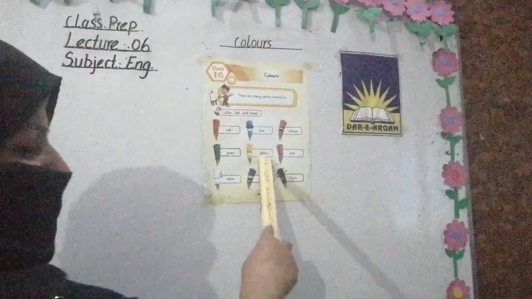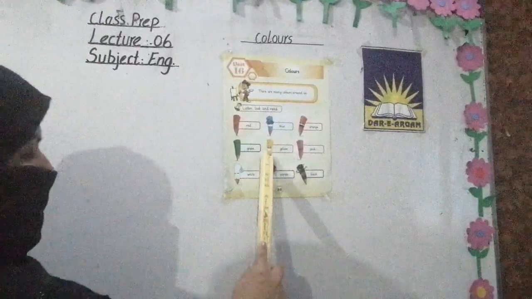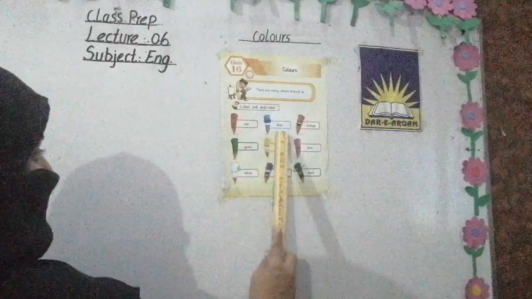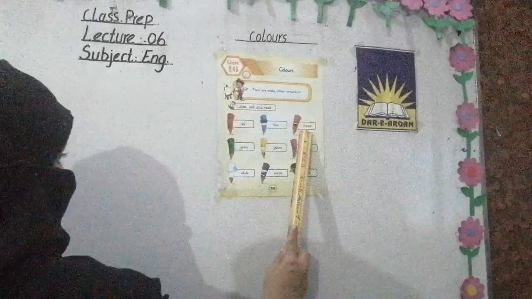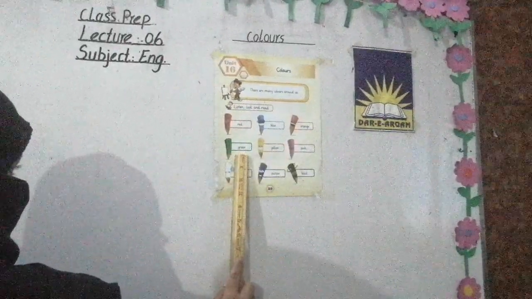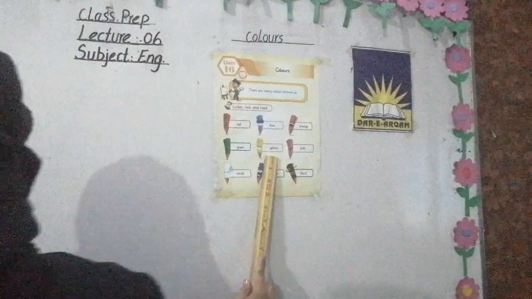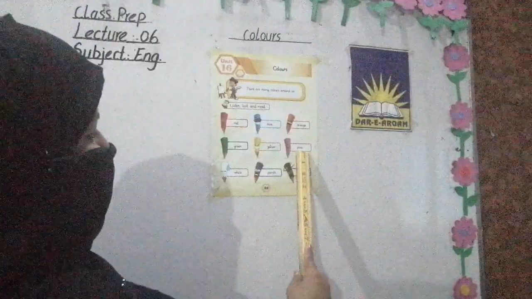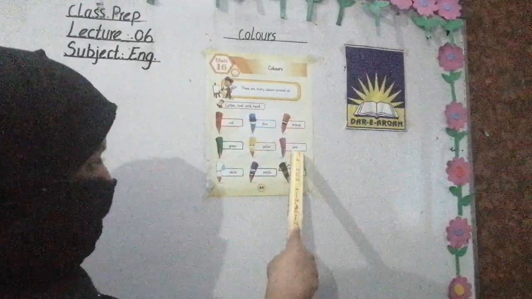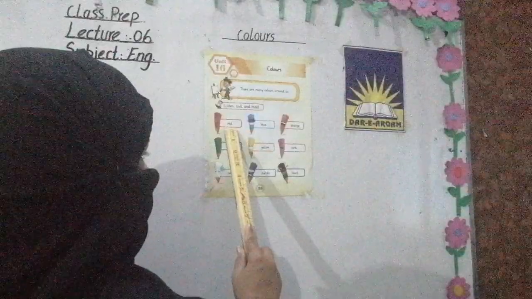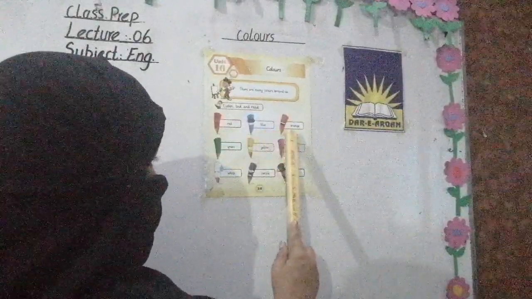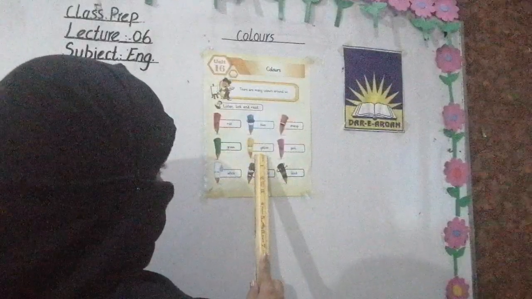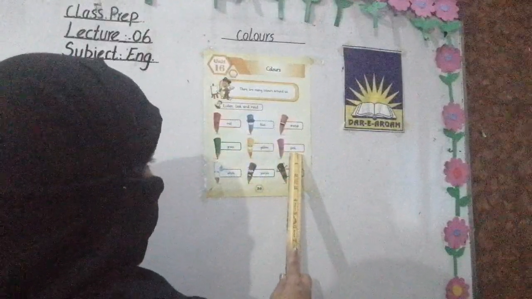Yellow. Good. Mango is yellow. This color is yellow. Red, blue, orange, green, yellow. And this color is pink. Red, blue, orange, green, yellow, pink.